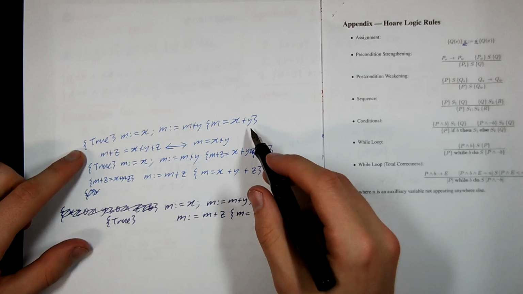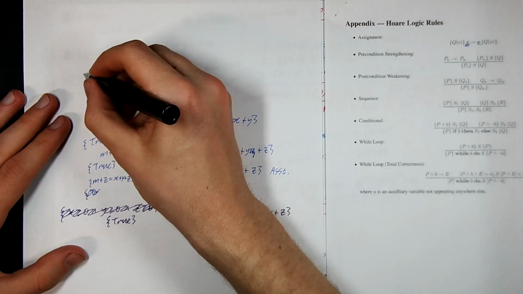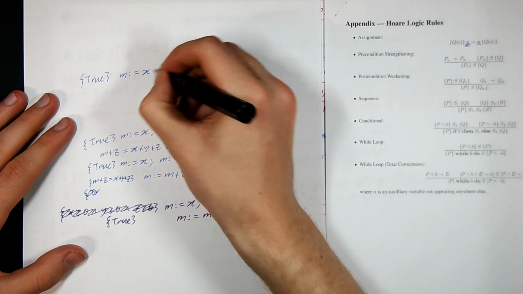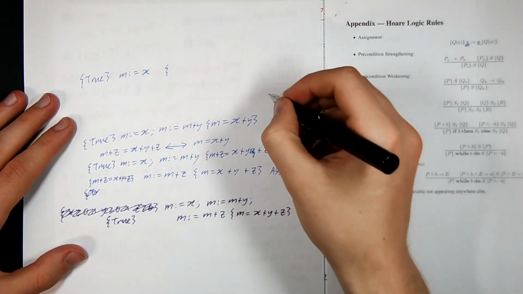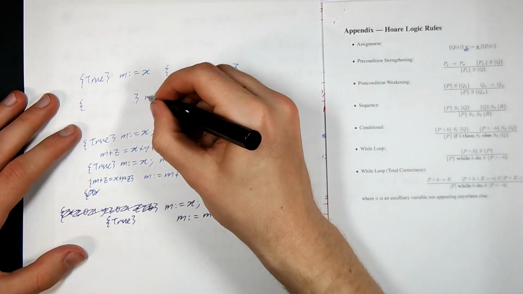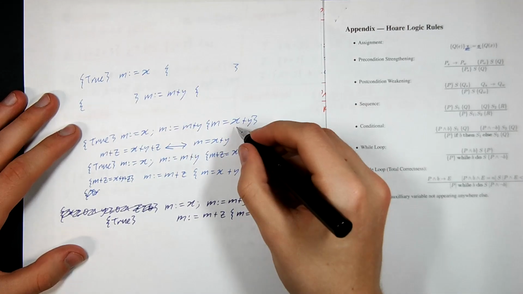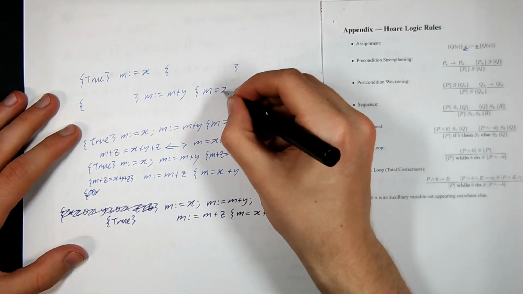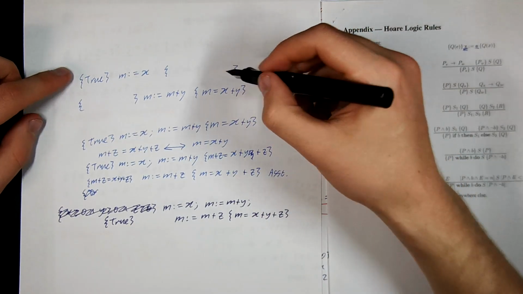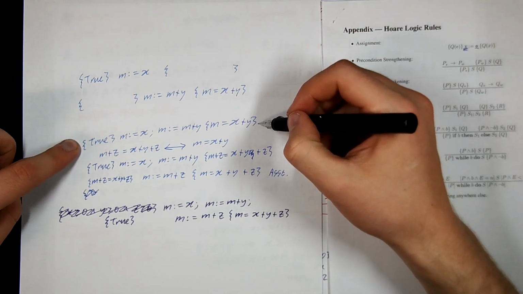Okay? So here again, we've got 2 bits of code. We have to split it apart. So I have to do the sequencing rule again. So I've got true. First bit of code, m is assigned to be x, and then some mysterious post condition we'll work out in a bit. Same mysterious post condition. M is assigned to be m plus y, and then this post condition here, m is equal to x plus y. So if I can prove this for some Q, and if I can prove this for the same Q, I can put these 2 things together to get this statement here by sequencing.